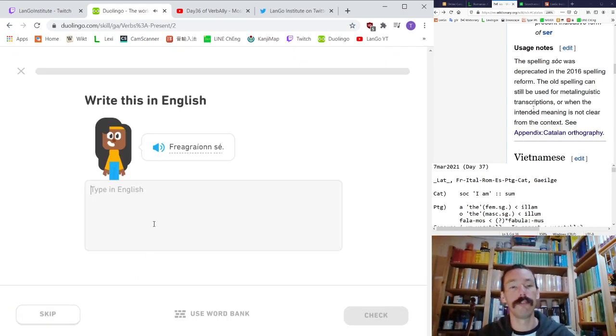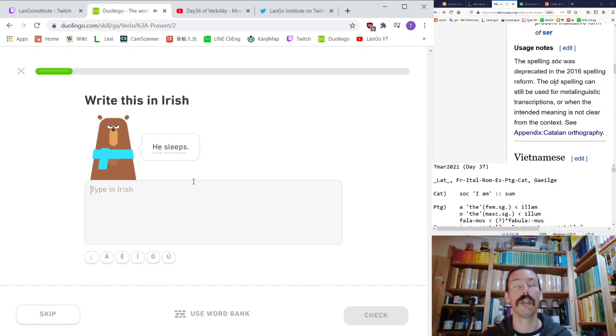Freagraíonn sé. Freagraíonn, answer. Listen to the different qualities of the R's here. And that's this R, the R is a slender one. And this R after G before an A is broad. So it makes me think of the German fragen, and this means the opposite, answer. And the subject sé, he answers. He sleeps.